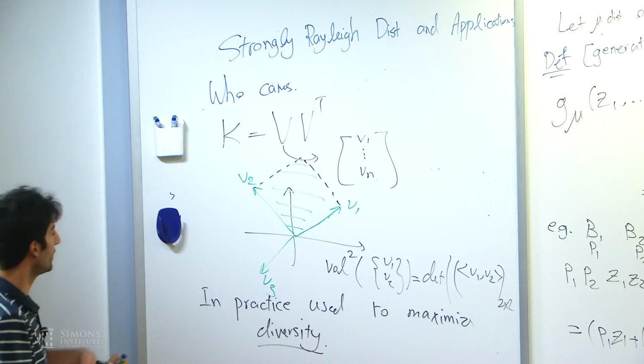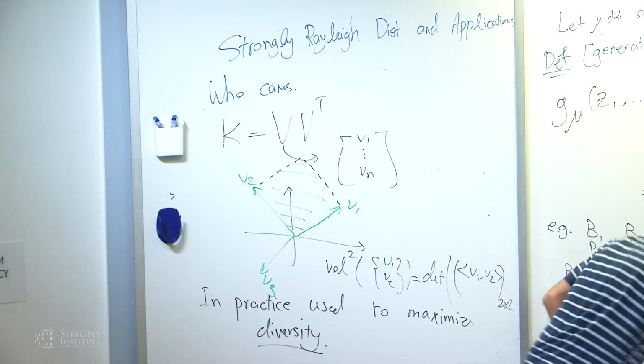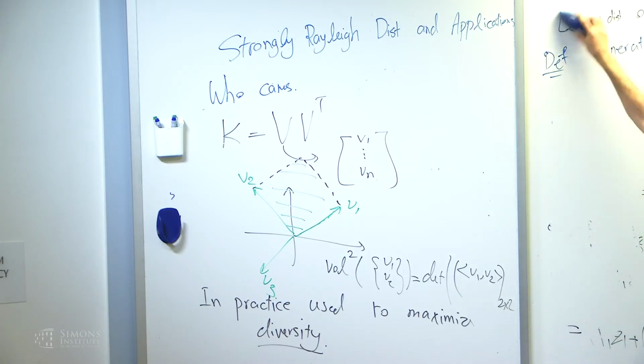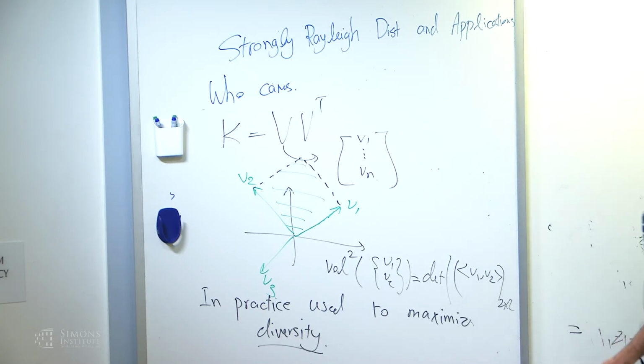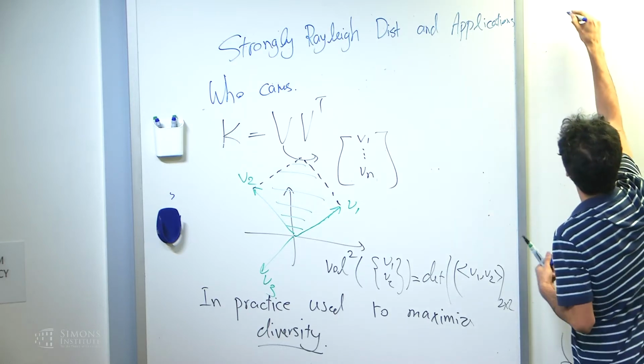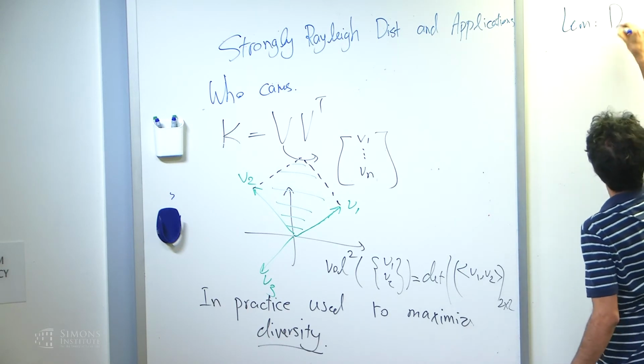Now there's a whole literature on this. A lot of people in machine learning are using this. There's a very beautiful survey by Kulesza and Taskar on applications and theory of these determinantal point processes. Now, one thing I want to say is that they are actually a special case of these strong Rayleigh distributions. So the simple lemma: DPPs are strong Rayleigh.